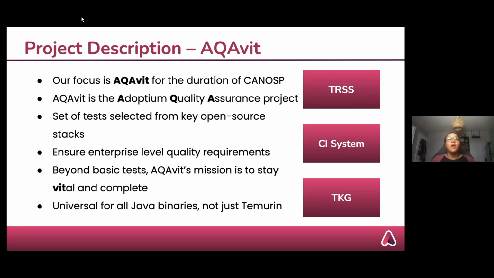We do it to stay vital and complete. We want tests that are not stale, and we do that with a set of projects: the TRSS, which is the way to view it, the CI system, and TKG, which is just the basic set of tests. AQAvit is unique because it is not just for Temurin, the Adoptium binary. It is universal for all Java binaries, so it can be used for any other project.